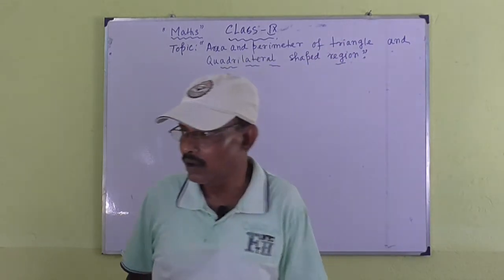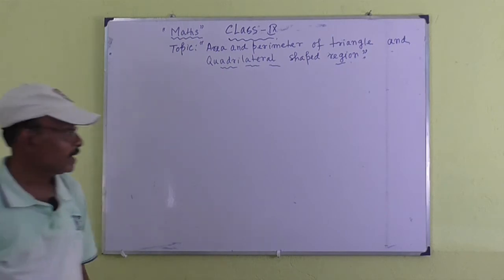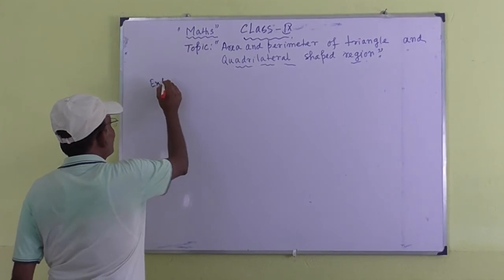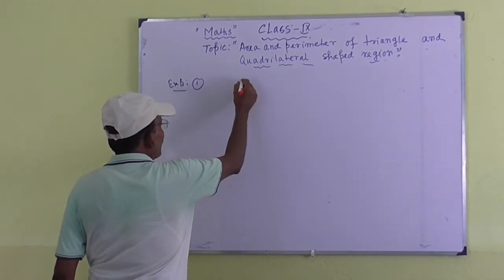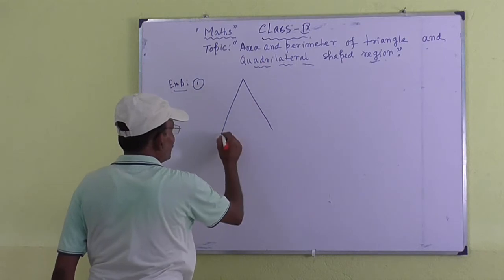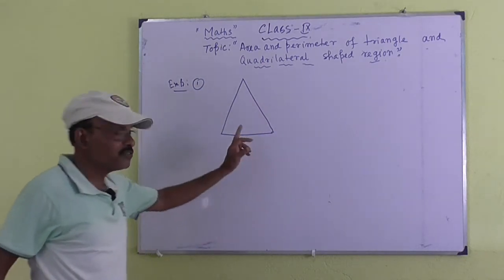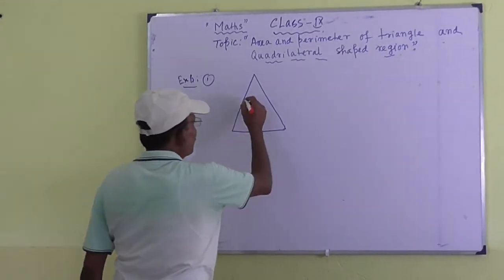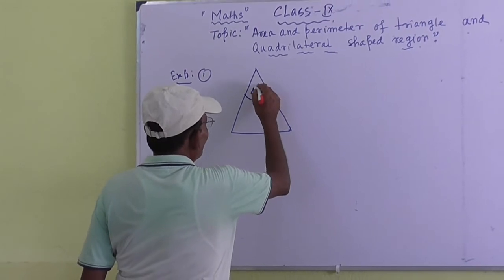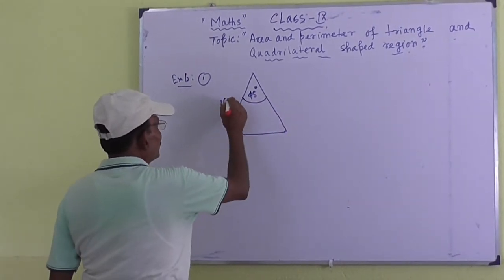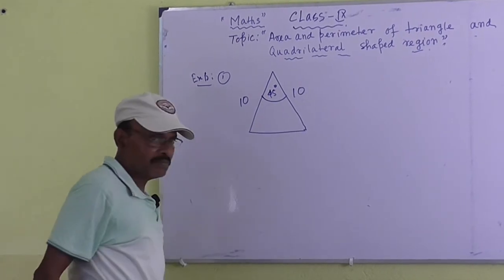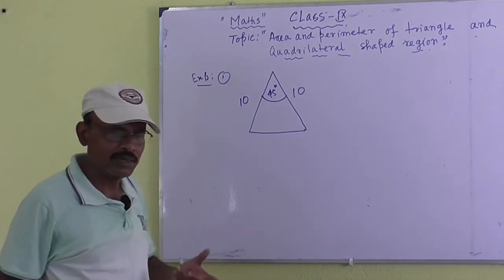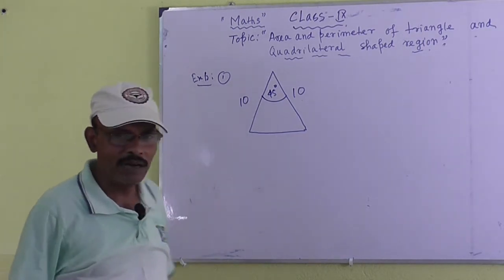Okay. Now, let us take example number 1. This is an isosceles triangle. An isosceles triangle means two sides are equal and the third side is not equal. This angle is 45 degrees and the equal side length is 10 units. Choose any units, centimeter, meter or so. Now, we have to find the area of this triangle.